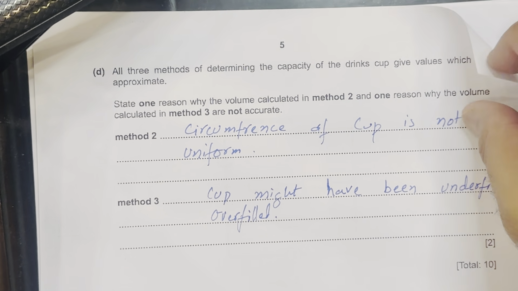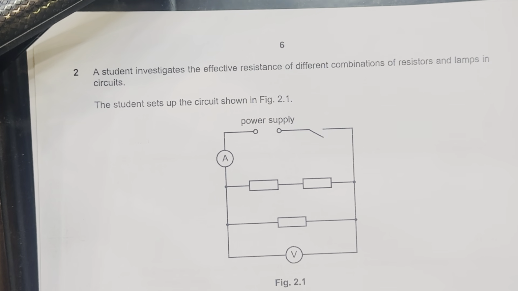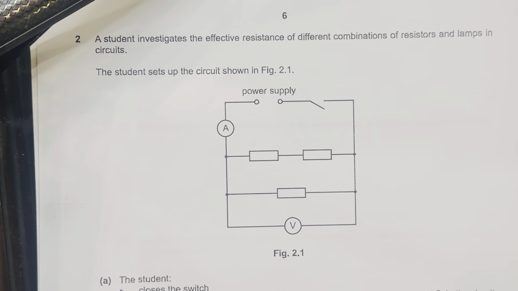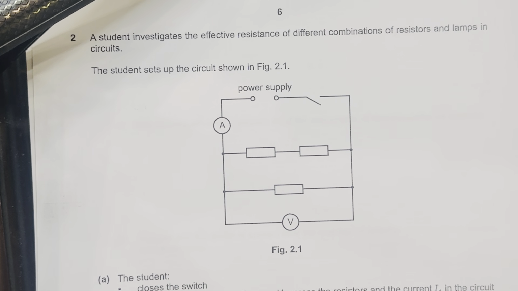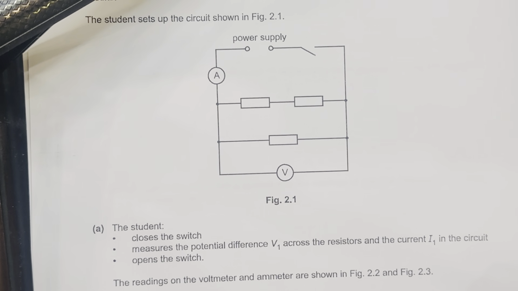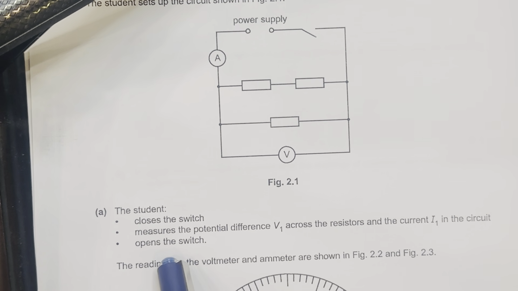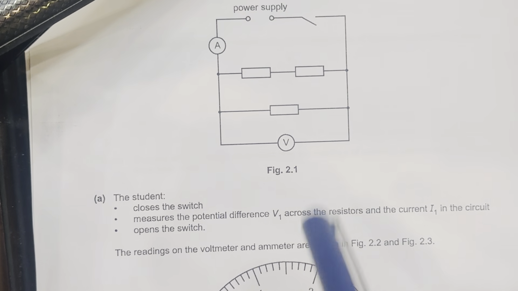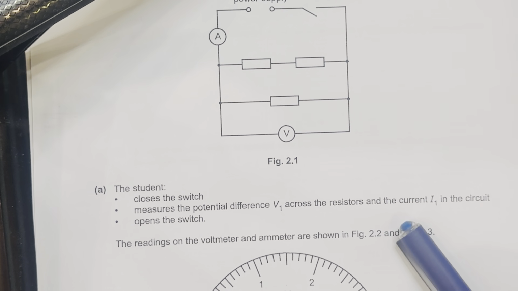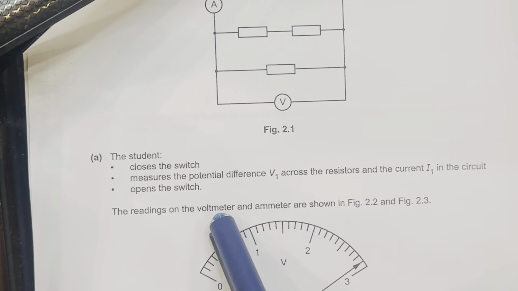Now we will move to question number 2, that is the electricity portion and application of electricity. A student investigates the resistance of different combinations of resistors and lamps in a circuit. The student sets up the diagram: power supply, ammeter, resistance and the voltmeter. The student closes the switch, measures the potential difference V1 across the resistor and the current I1 in the circuit, then opens the switch. The readings on the voltmeter and ammeter are shown in the figure.